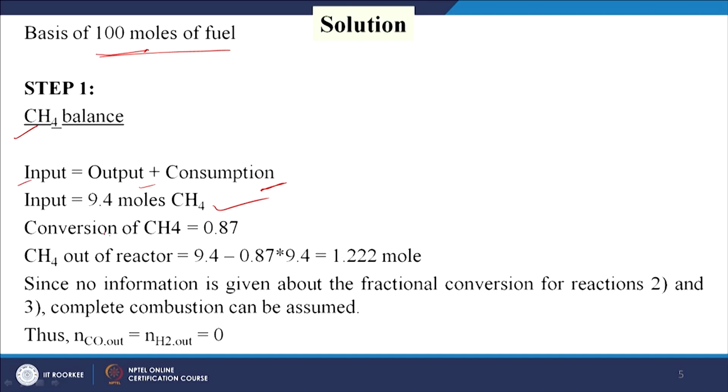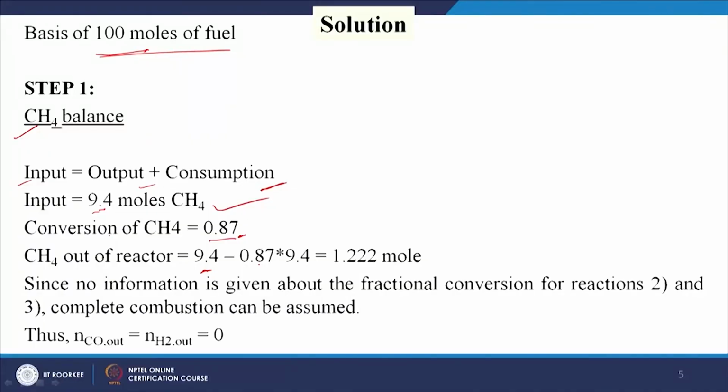87% of it is converted. So, 0.87 into 9.4 will be the conversion of it. So, how much methane is remaining in the outlet? That is equal to input minus consumption. Input is our 9.4 and consumption is 0.87 into 9.4. So, that is equal to 1.222 mole.